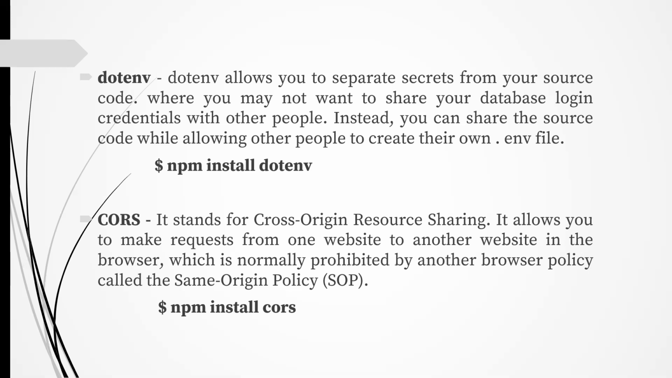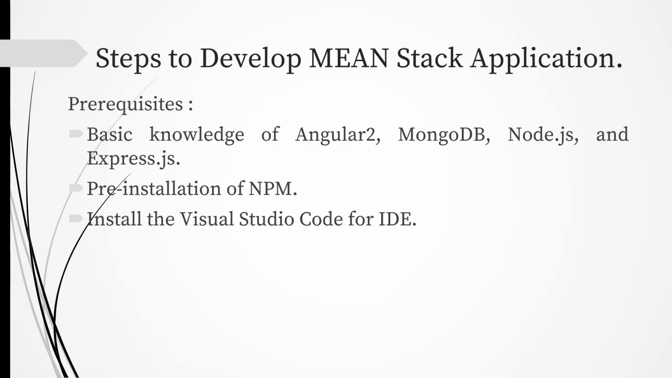Another one is CORS. It stands for cross-origin resource sharing. It allows us to make requests from one website to another website in the browser, which is normally prohibited by a browser policy called the same-origin policy. For that, we can use the npm install command. So these are the dependencies we need to install in our system before developing the MEAN stack application.